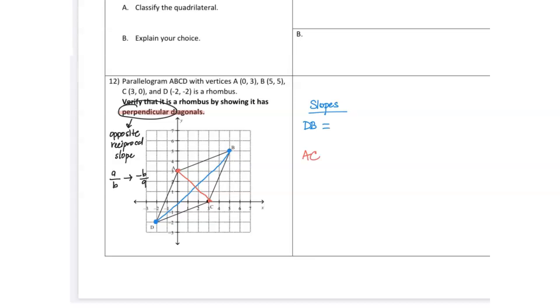Once you've found these slopes, you're simply verifying that they are opposite reciprocals of each other. And if they are, you'll be done with your problem. So just find the slopes of those two diagonals.